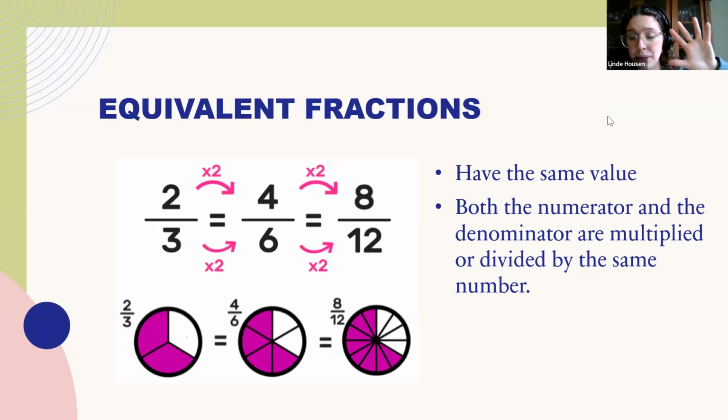The purple pieces, the pieces that are purple, are the same in all 3 of the pies. So it means that those fractions are equal to each other. They actually have the same value.